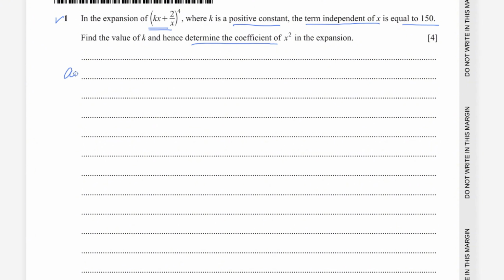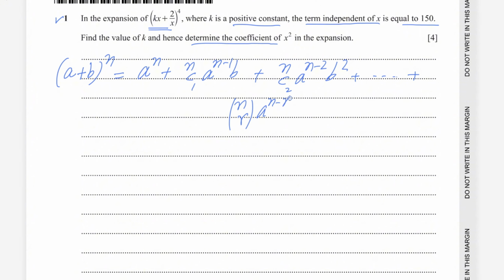Let me tell you the formula for the binomial theorem. That is, (a + b) to the power n is equal to a to the power n, plus nC1 a to the power n minus 1 b, plus nC2 a to the power n minus 2 b squared. It continues. In between, you can write the r plus 1 term, also known as the general term in binomial expansion: nCr a to the power n minus r, b to the power r, plus it continues, and the last term will be b to the power n.